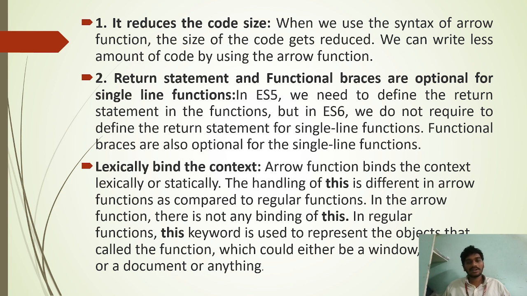And the third one is lexically binding the context. Arrow functions bind the context lexically or statically. The handling of this is different in arrow functions as compared to regular functions. In the arrow function, there is no binding of this. In regular functions, the this keyword is used to represent the object that calls the function, which could be a window, a button, or a document or anything.